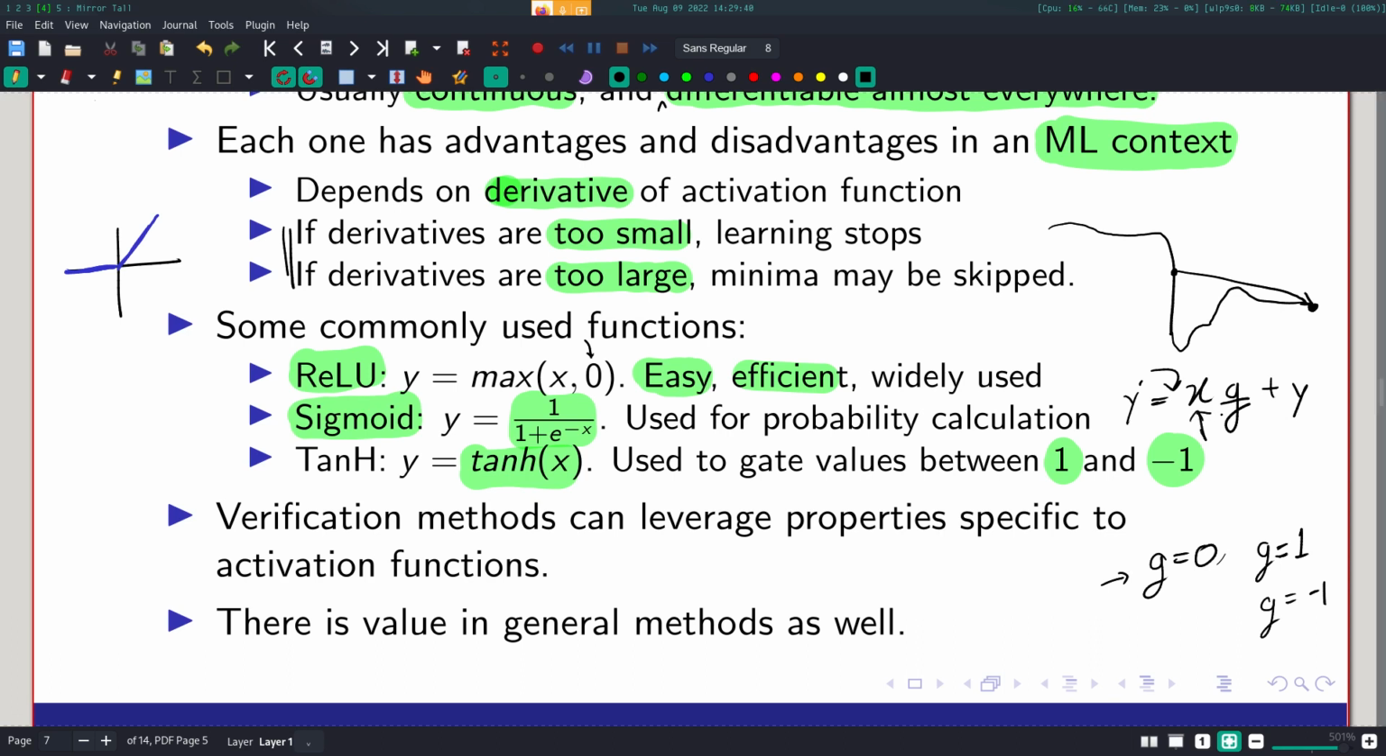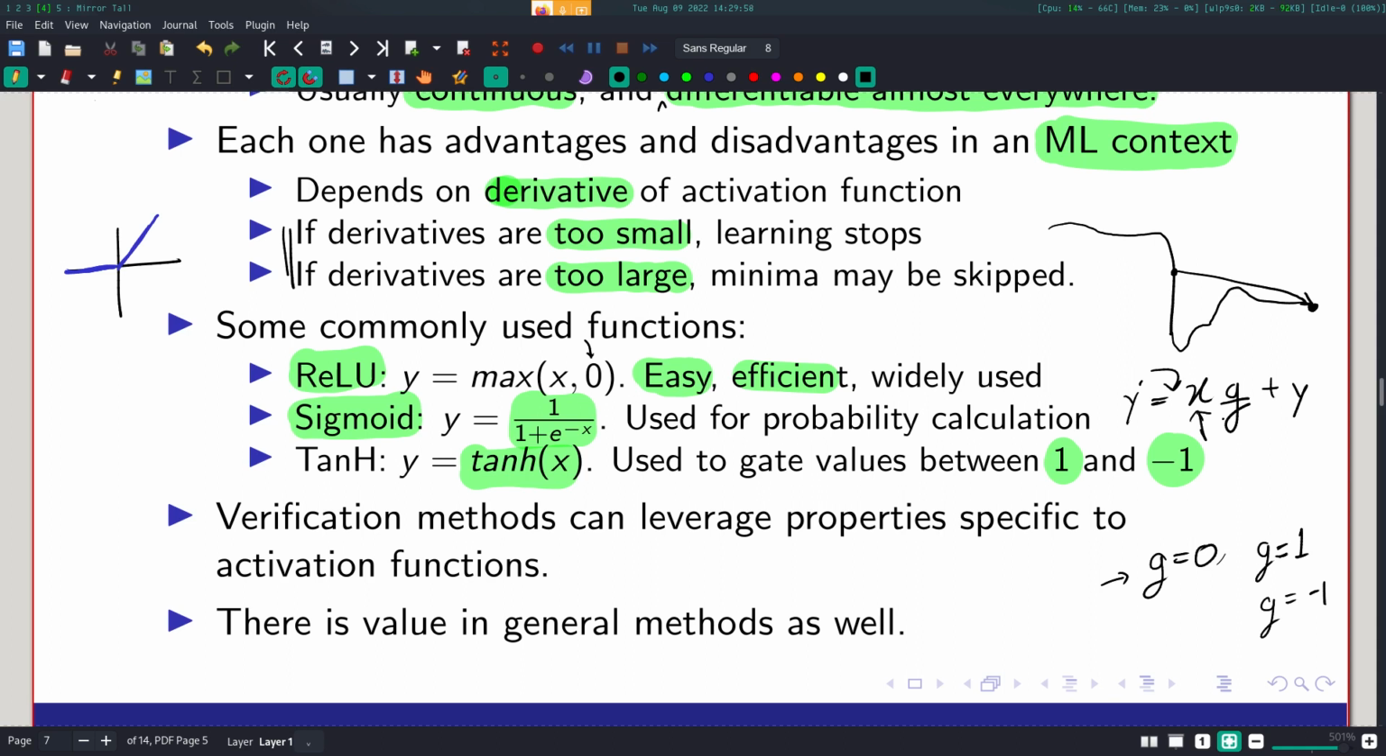So with g, you can sort of control the effect that x is going to have on this expression. Usually these sorts of arrangements are called gates, and usually the value you feed into the gate is going to be some value between 1 and -1, and often what is used to generate that value is this tan H as an activation function, right?